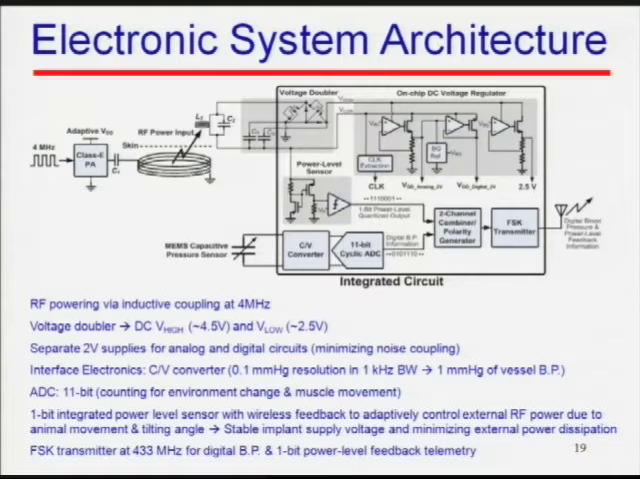And we use frequency shift keying at a 433 megahertz modulator to transmit the digital blood pressure information, along with this 1-bit power sensing, to the external receiver. So the external receiver gets the digital information and also gets the power level. And depending on the 0 and 1 bit pattern of the power level, it will adjust the supply voltage here accordingly, to make sure that the implant gets an adequate amount of power supply.